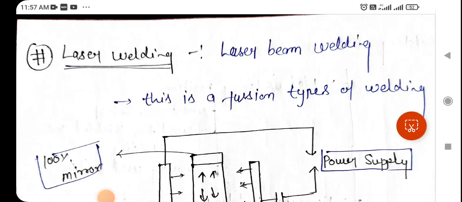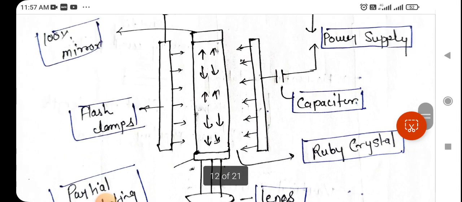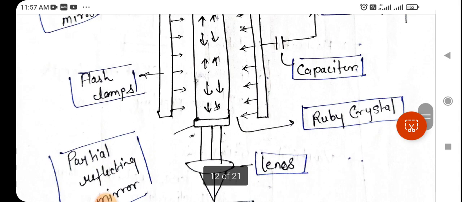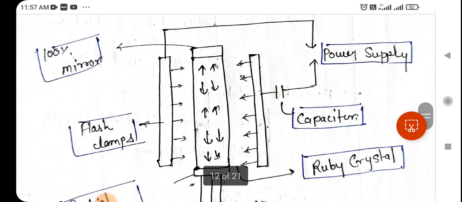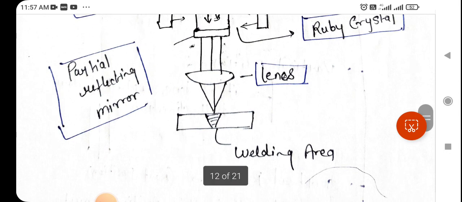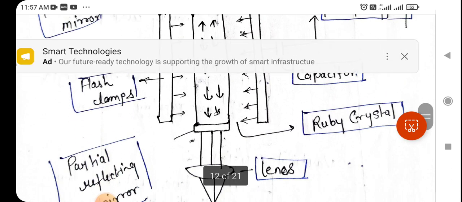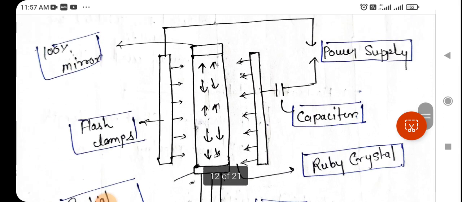Today I'm going to discuss laser beam welding. This is a block diagram of laser beam welding. We can see a flash lamp and a 100% and partially reflected mirror, and the power is connected with the flash lamp through a capacitor for improving the power factor. And this is the ruby crystal, and lenses collect all the photons and concentrate them on the welding area. So this is the block diagram of laser welding.